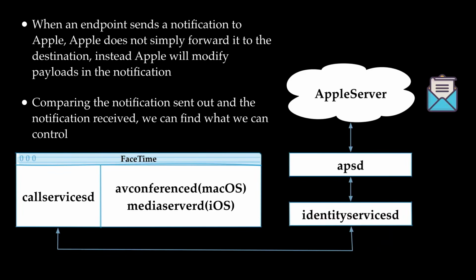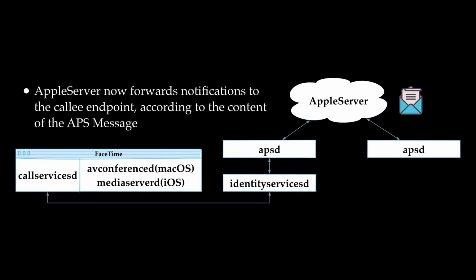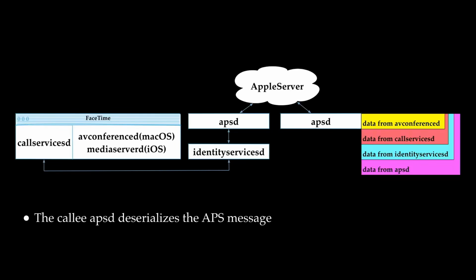which state we can control. So we compare the notification sent out and the notification received on the remote side, and we find out some of the data we can control. The Apple server now will forward the notification to the callee endpoint according to the content of the APS message.